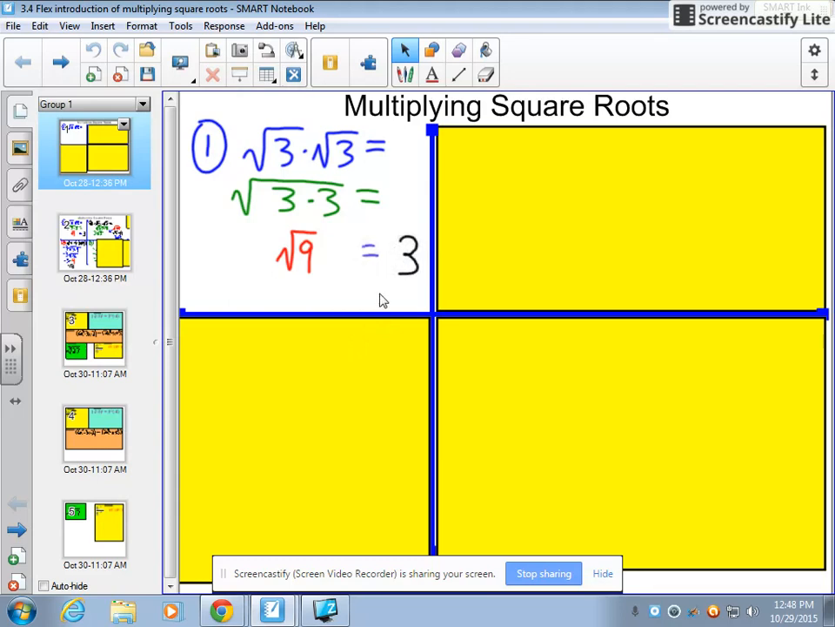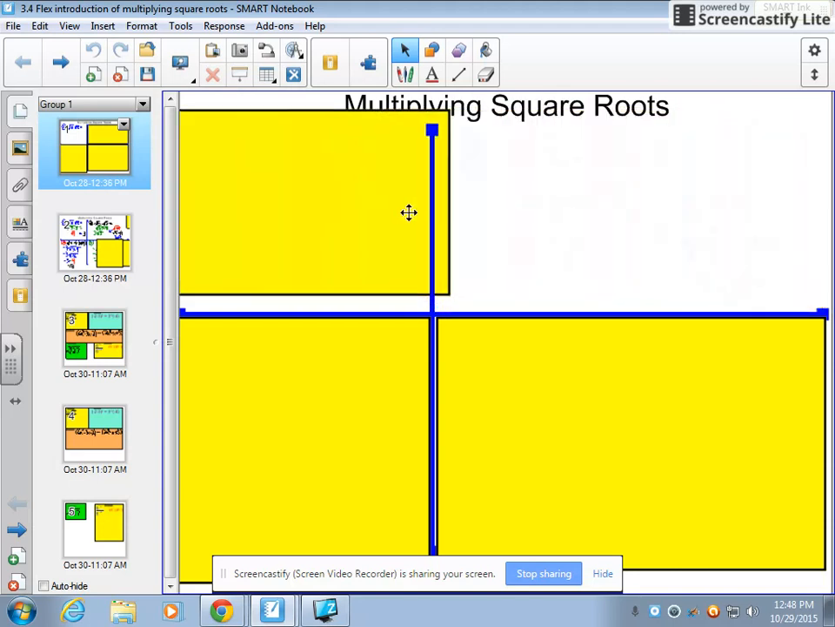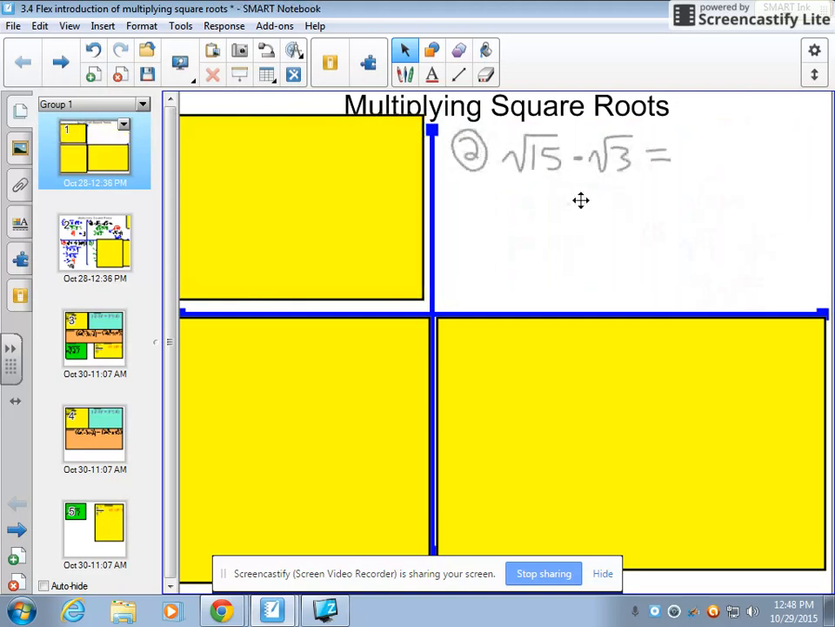I do not need to have the radical symbol with it. I just, by definition, need to have two numbers. We could have stopped right here because we have two of them that equal this number underneath, and that is the answer of 3.